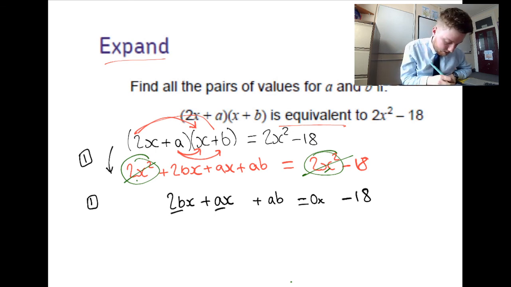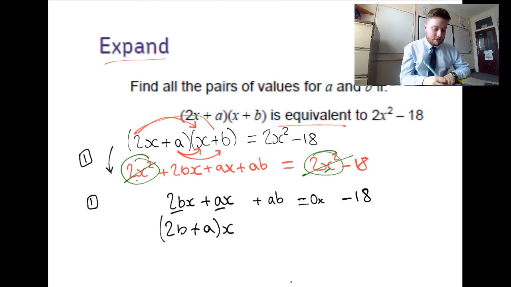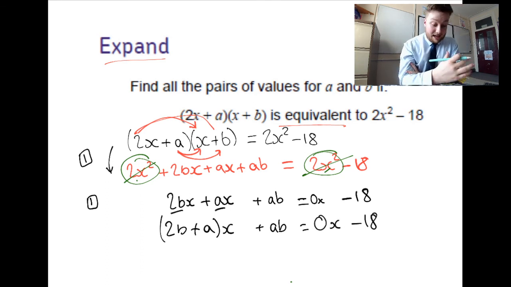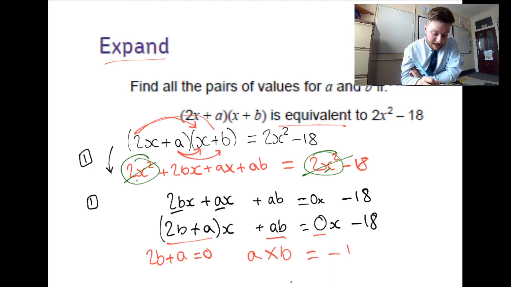That means that, in fact, let's factorize this. We're going to have x lots of 2b + a, or in fact let's do (2b + a)x + ab is equal to 0x - 18. So that means that if we just compare the coefficients of the x's on each, 2b + a is equal to 0. And it also means that ab, or in other words a multiplied by b, is equal to -18.